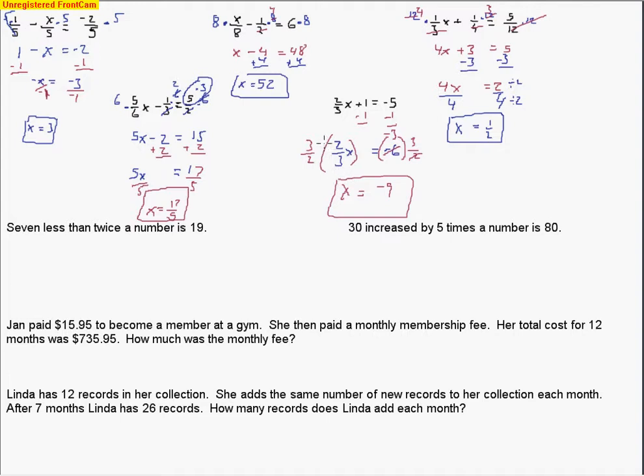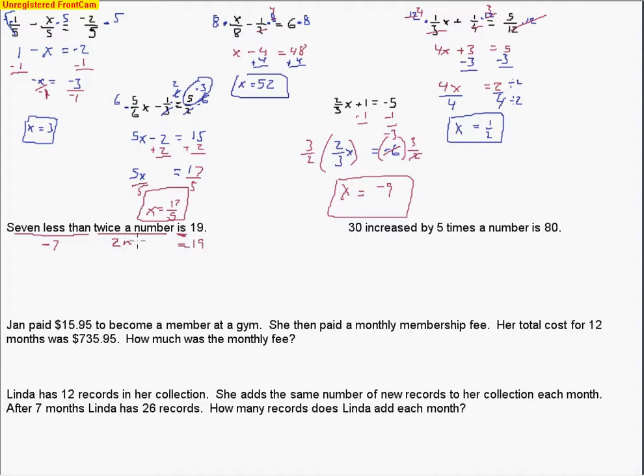So in the next two problems, I am going to write an equation to match the word phrase and then solve. So it says 7 less than. 7 less than means you're taking away 7 from something. Well, we're taking away 7 from twice a number. Twice means 2 times a number, like 2n. Is just means equals, and then 19.